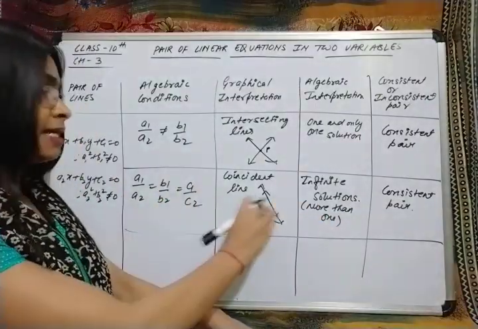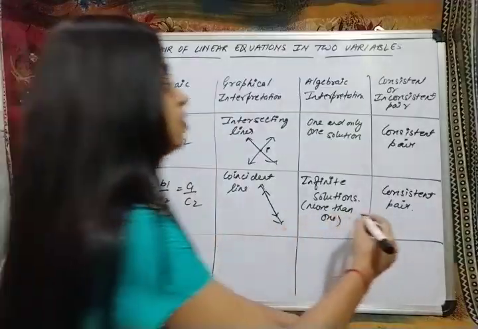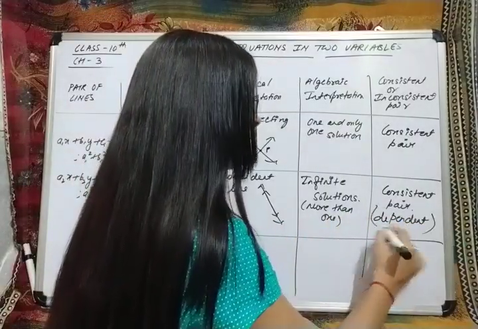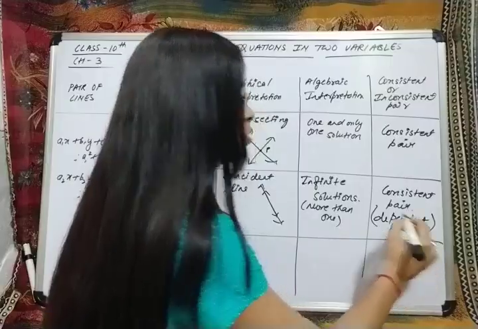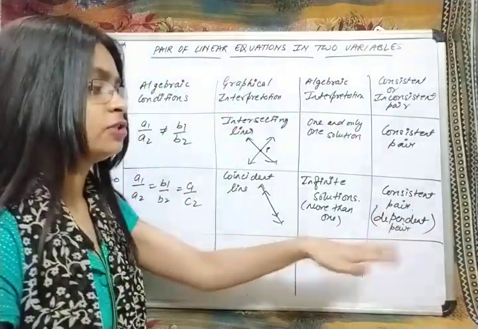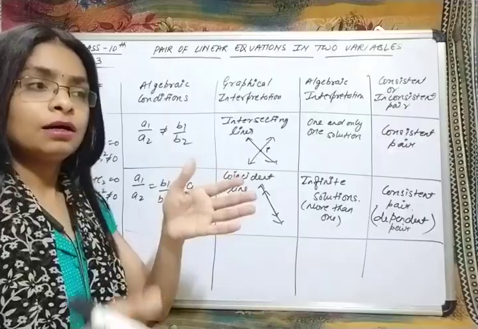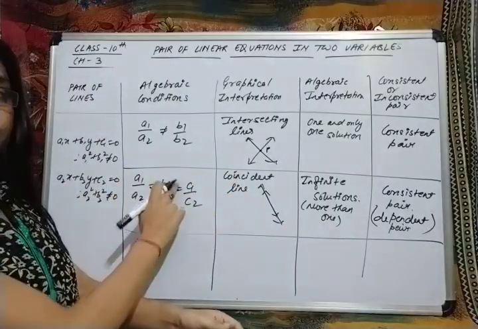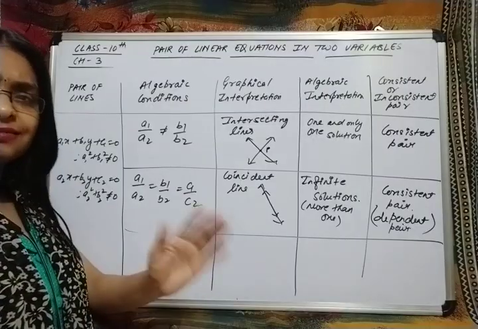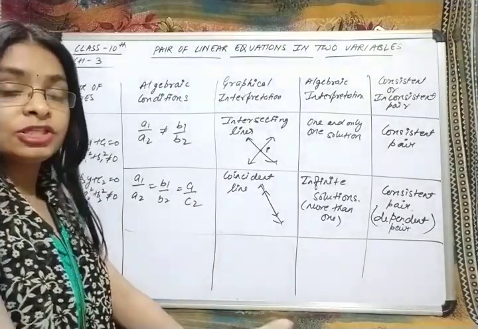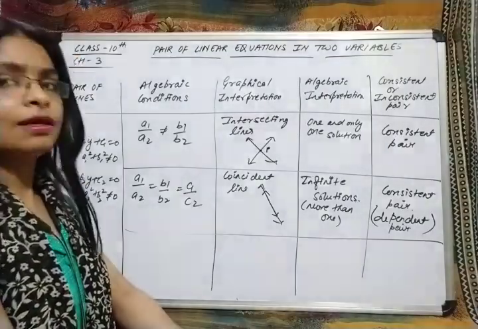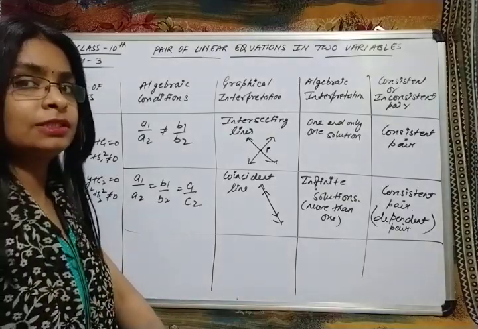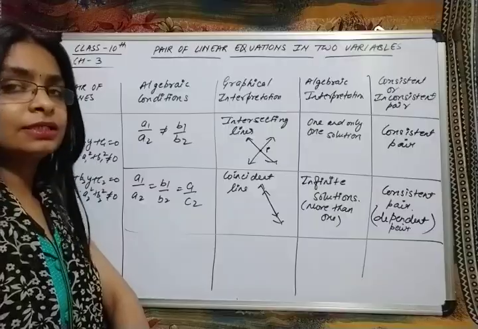But in this condition, it is also known as a dependent pair. Just for the information, this is also known as a dependent pair. It means the one equation or one variable or constant, you see, a1 upon a2, b1 upon b2, c1 upon c2, they are dependent on each other. The ratios are the same. I will explain when we solve the questions for finding out the solutions by the algebraic method, then we will discuss that.